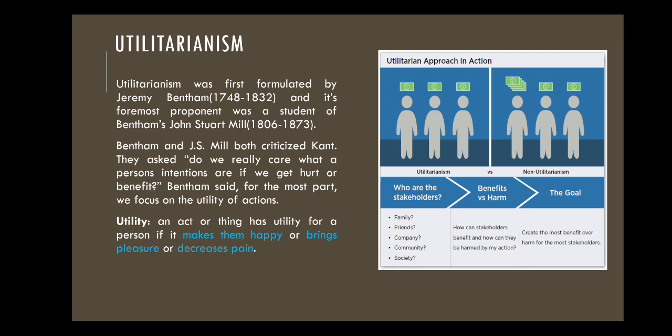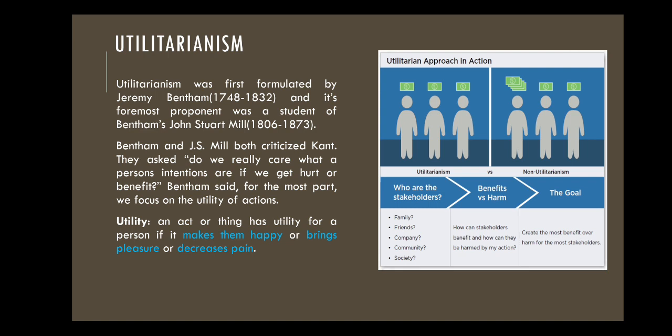I hope I pronounce it correctly. Its foremost proponent was a student of Bentham, John Stuart Mill. Bentham and Mill both criticized Kant. They asked, do we really care what a person's intentions are if we get hurt or benefit? Bentham said, for the most part, we focus on the utility of actions. See, like I said earlier, a theory can be challenged. Kant's theory has been challenged by these two persons, Bentham and Mill.